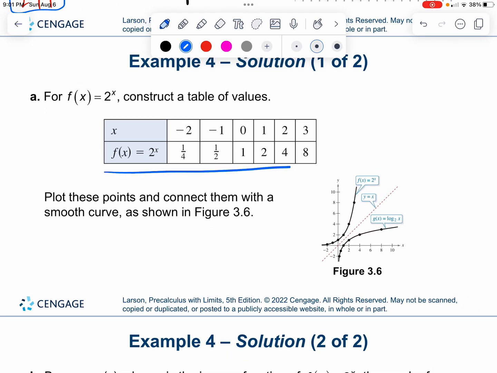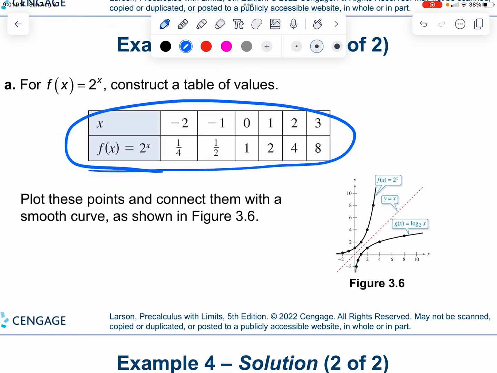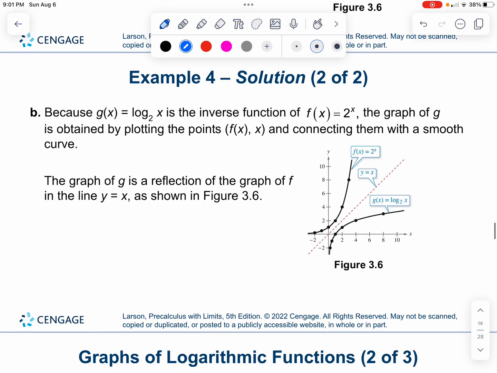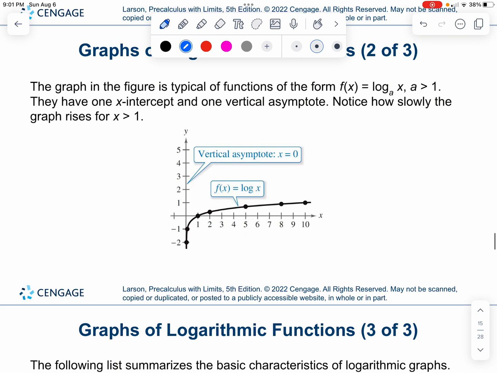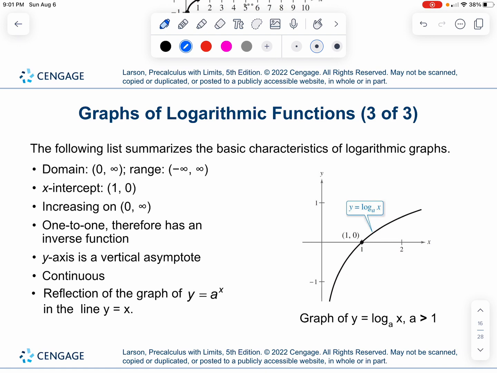Here is the same thing I just did. There's your t-table, and then there's a nice computer-generated graph of those functions we just did by hand. All right, here are the properties of a log function: domain, range, intercepts, etc.